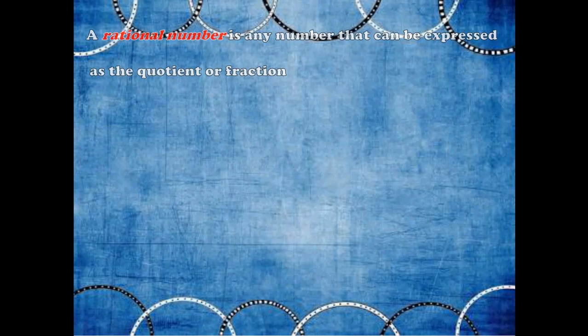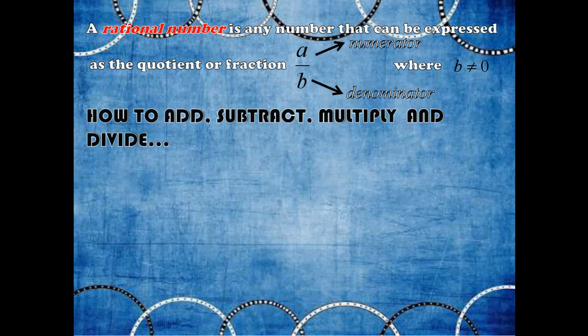Another term for rational is any number that can be expressed as the quotient or fraction a over b, where a is the numerator, b is the denominator, and do not forget that b must not equal 0. And that is our little review about rational numbers. And I think you're now ready to add, subtract, multiply, and divide rational numbers.